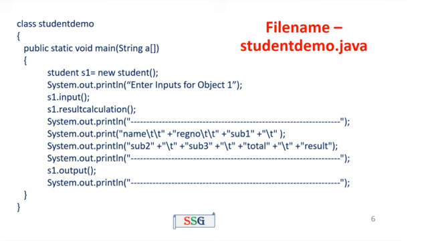Next, close curly brace for the main function. Next, close curly brace for the class. So that means in this program there are 2 classes in total. One is the Student class, another one is the StudentDemo class. StudentDemo class is the main class. That's why the file name is saved as StudentDemo.java. So inside StudentDemo, we create the object for the Student class, s1. Then call all the methods: s1.input, s1.resultCalculation, s1.output.